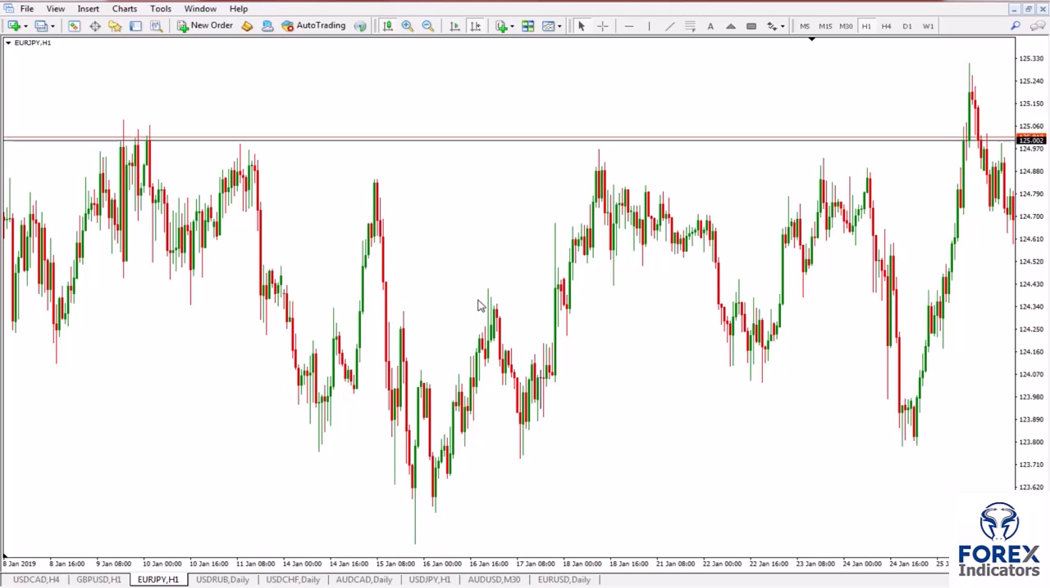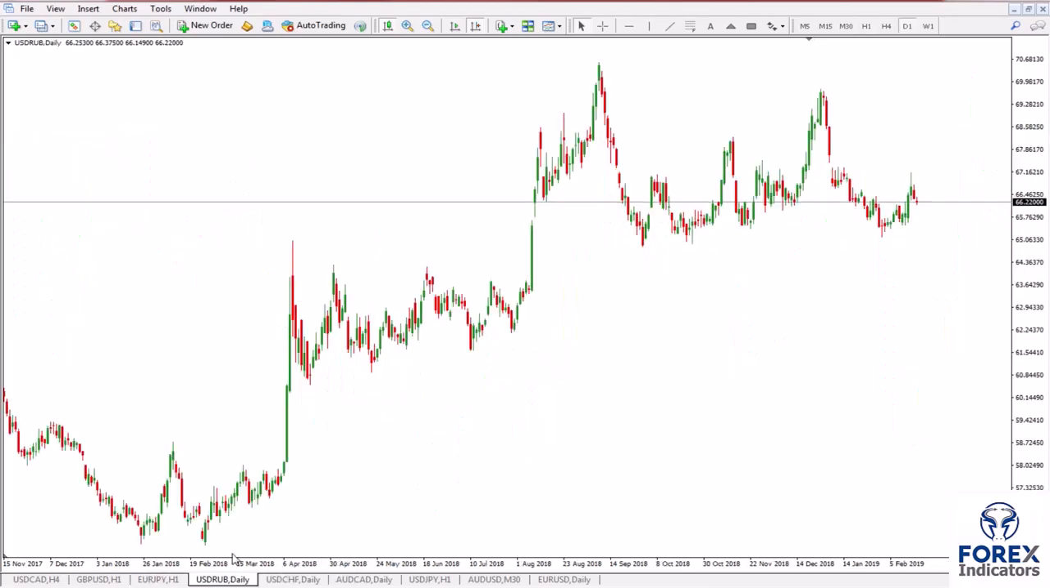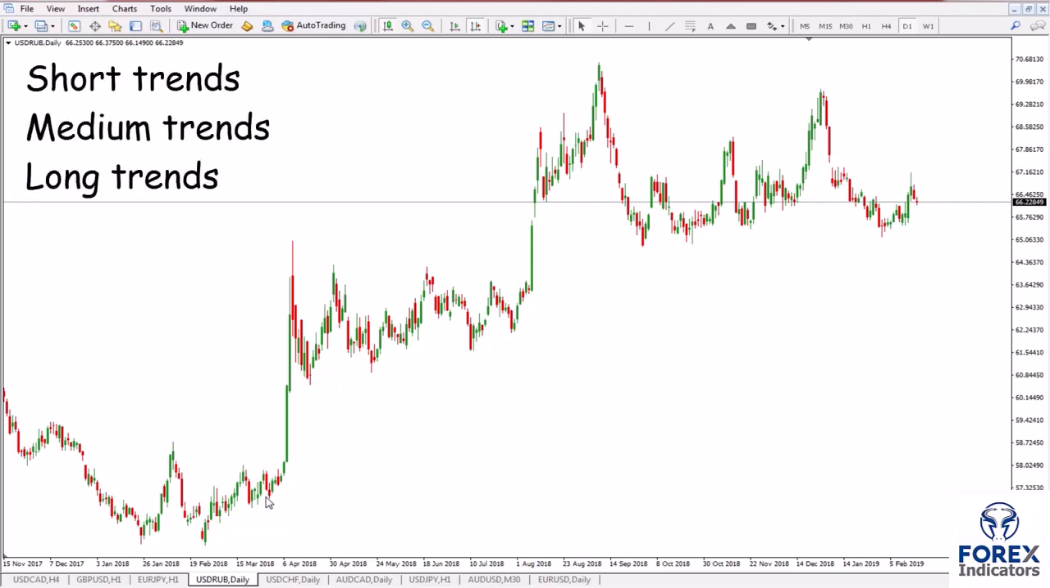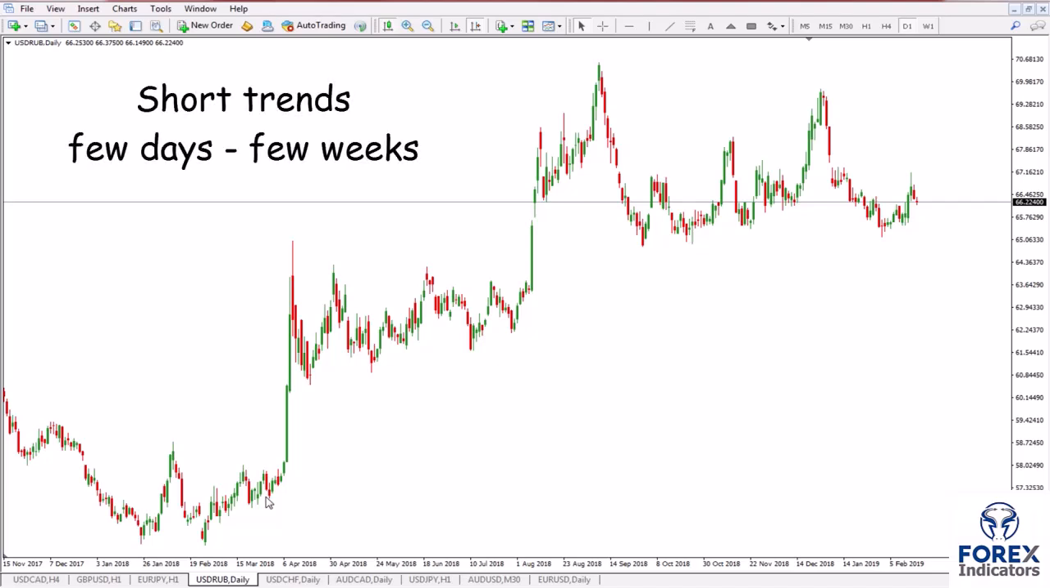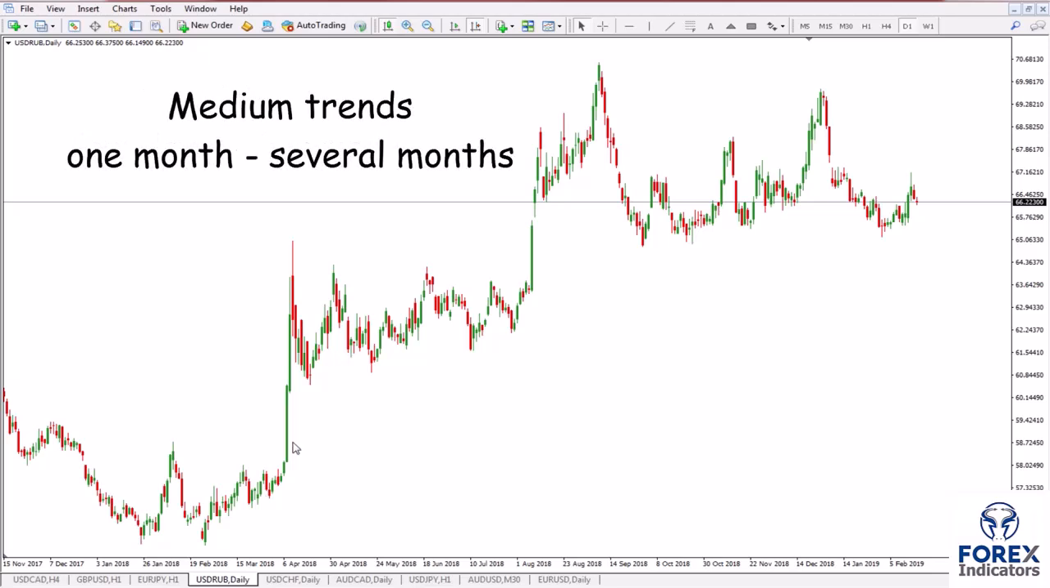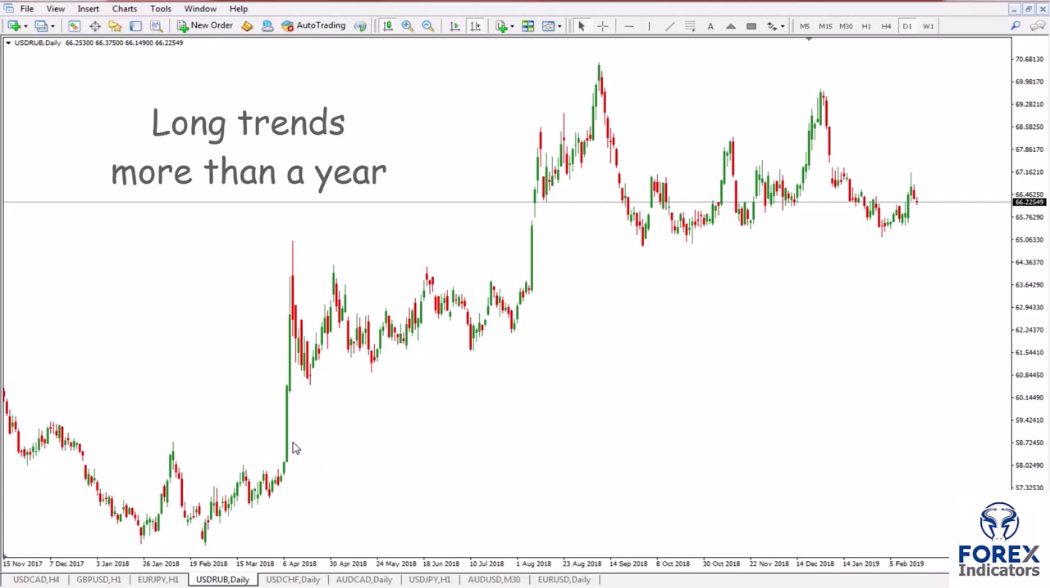trend. In addition to this basic division, there is a division by the duration of trends. In this way, we can divide trends into short, medium, and long-term trends. Short-term trends last from a few days to a few weeks, as a rule up to a month. Medium-term trends last from 1 month to several months. Trends that last more than a year are considered long-term trends.